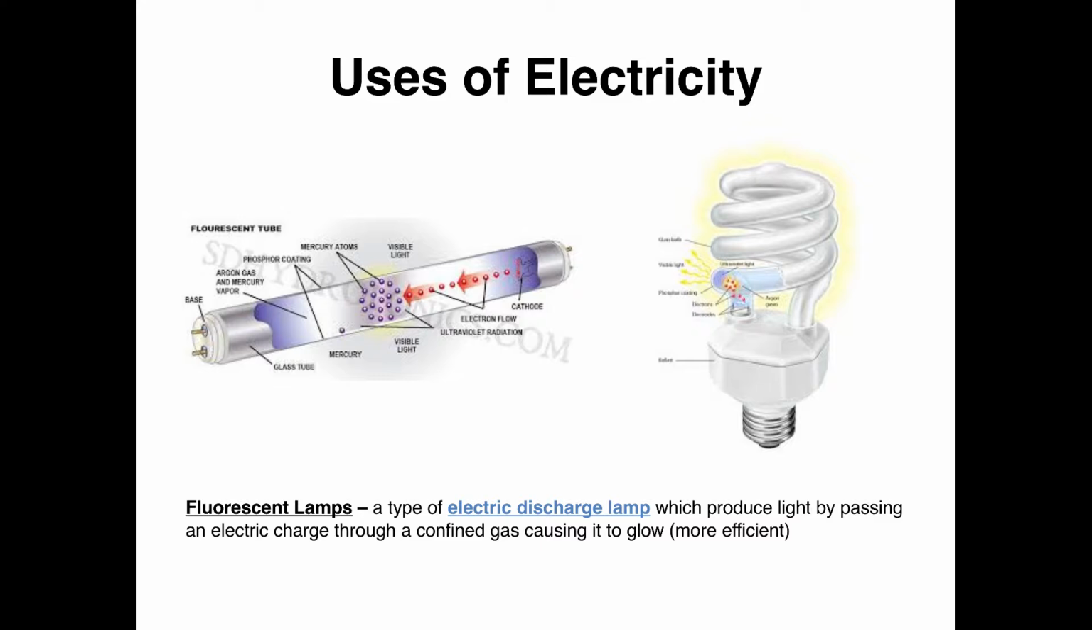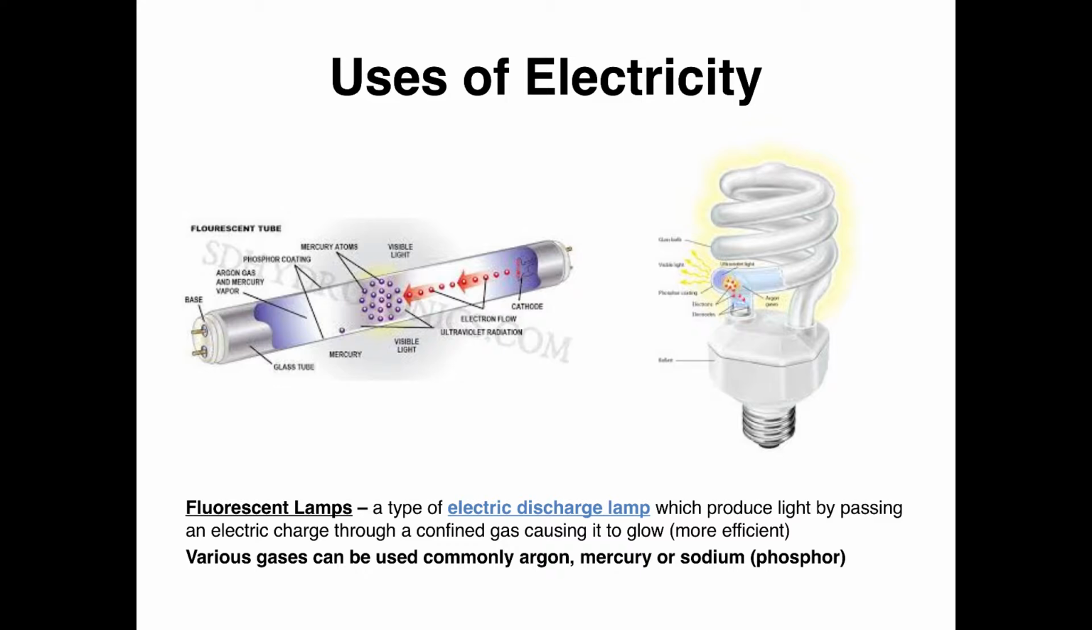pass electrical charge through a confined gas, and the gas glows when this electrical charge is sent through it. And the reason it glows is the electrons in the actual gas molecules, because of the increased energy, move up in their orbit, and then when they drop down into their normal orbit after the electron passes by, energy is released, and that energy is in the form of light. This is much more efficient than the incandescent bulb.